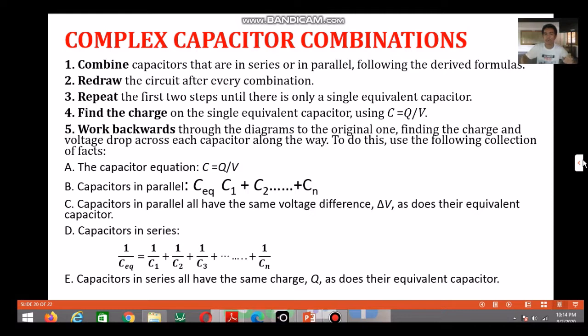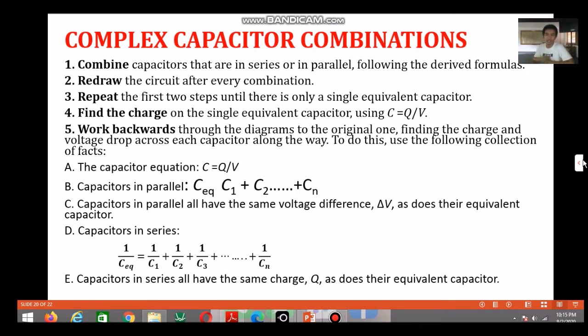Okay, so this is what we call the complex capacitor combination. There is a series combination and also a parallel combination in one circuit. Like determining the voltage across each capacitor, the charge per capacitor, the total charge, and the equivalent capacitance of the circuit, we can still determine these by following these steps.